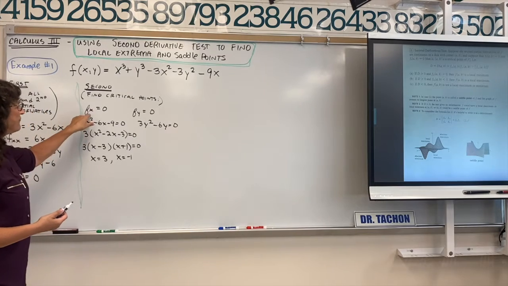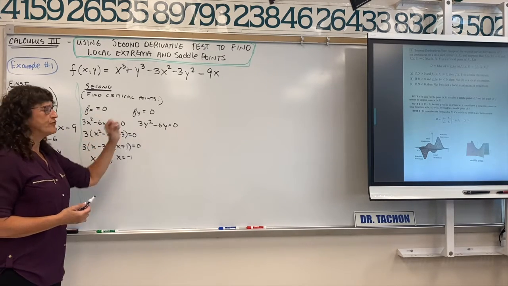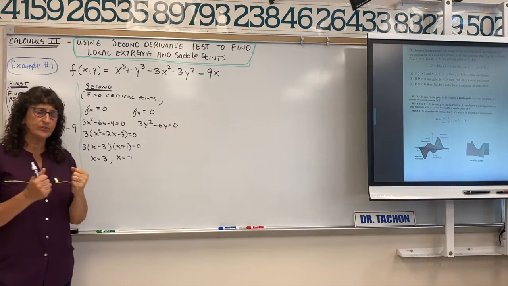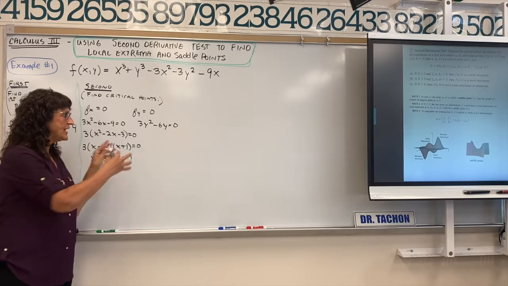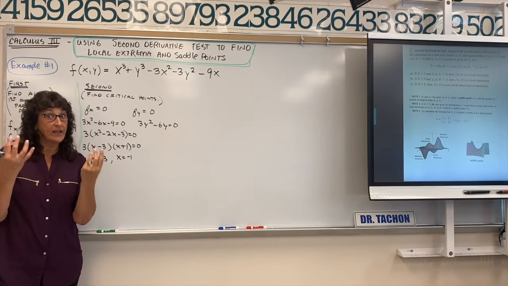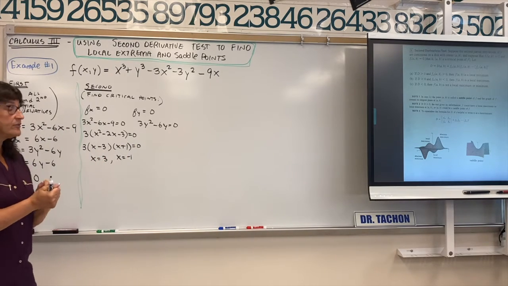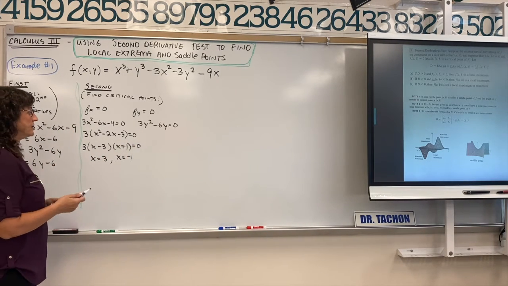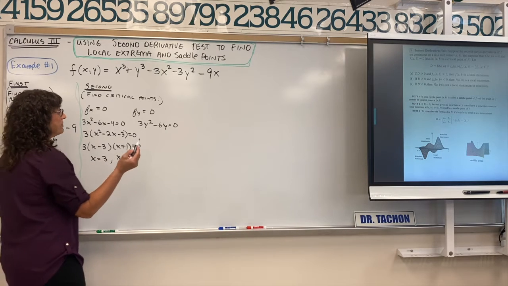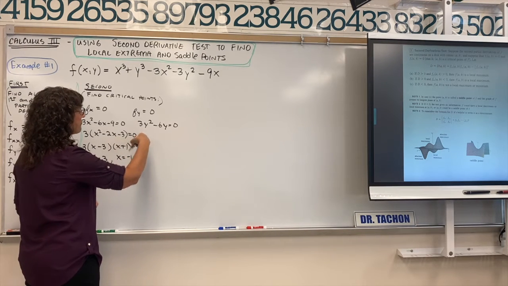So you're going to take your first partial with respect to x, set it to 0. First partial with respect to y, set it equal to 0. And in a lot of cases, you've got 2 equations. A lot of times, x's and y's are in both of those. If that's the case, you solve the system of equations to get all of your critical points, okay? So let's go ahead and solve this one.